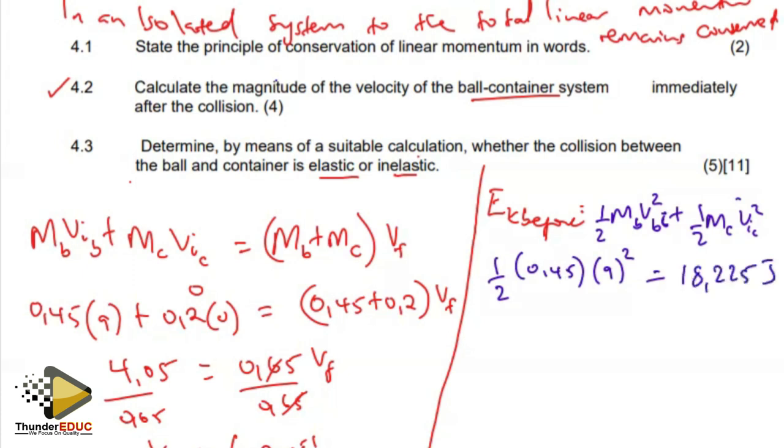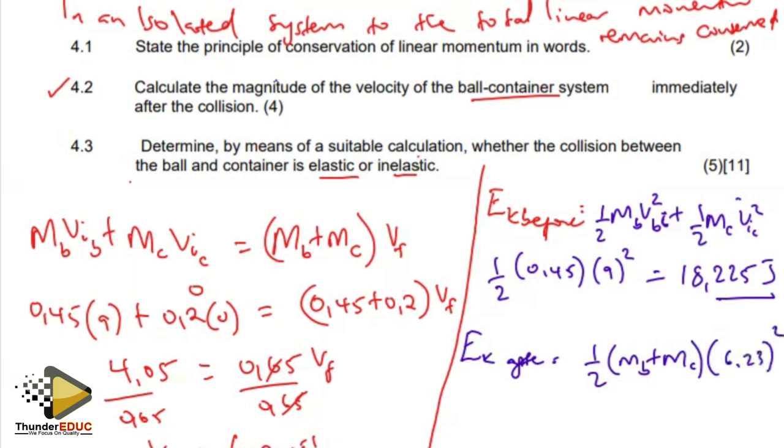This is energy, so it's in joules. Then let's get the EK after, which will still be a half. This is now going to be the combined mass, since the two are moving together: mass of the ball plus mass of the container, multiplied by the velocity that we got. So it's 6.23, and we square that.